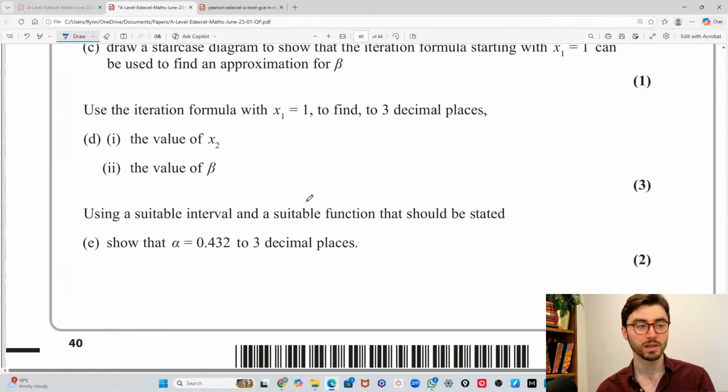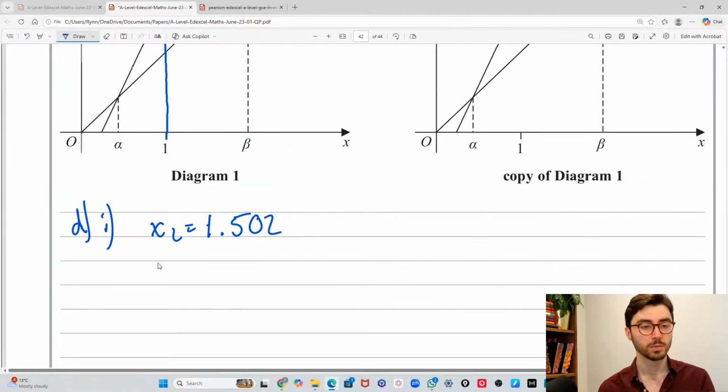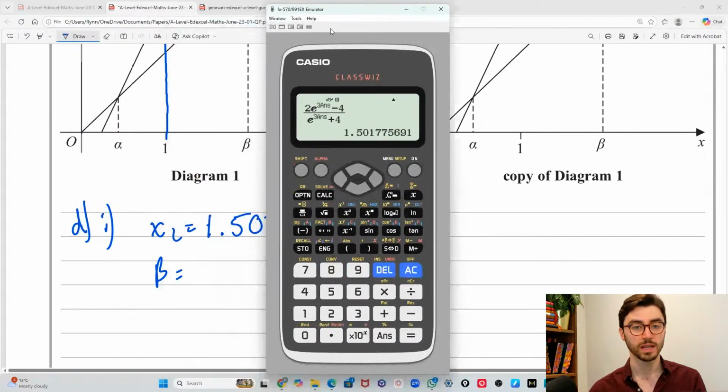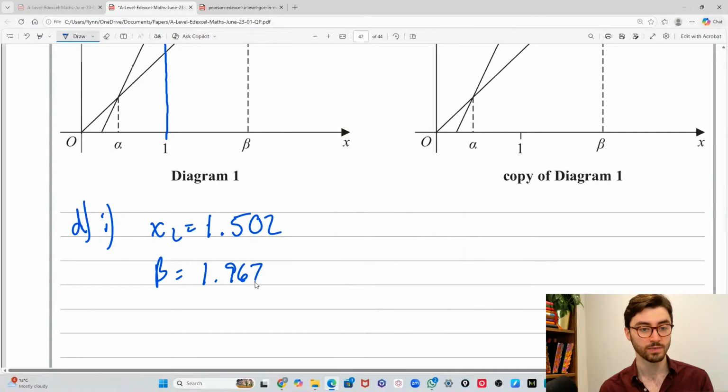So we want the value of beta now. We're just going to keep going. I'm going to show you what I would do. I would be writing these numbers on the way. This is x3, this is x4. So 1.957, 1.967. That's also 1.967. So I have 2 that agree to 3 decimal places, so I'm going to stop there. So 1.967 to 3 decimal places.